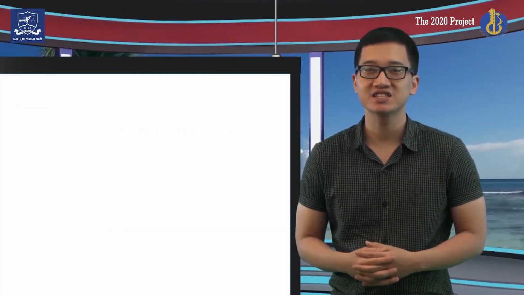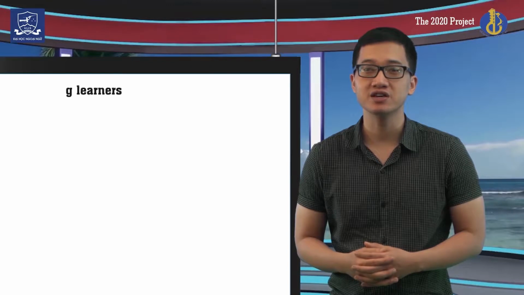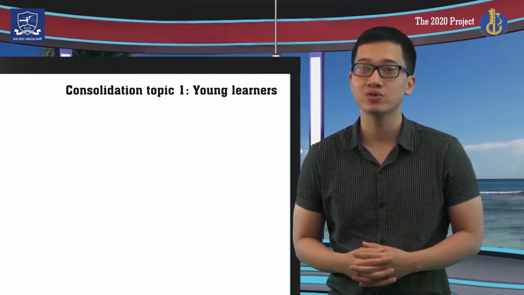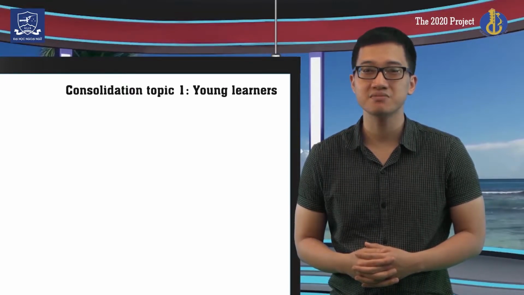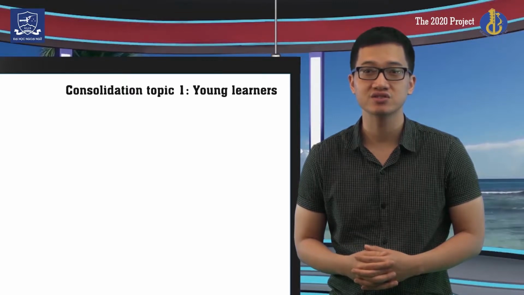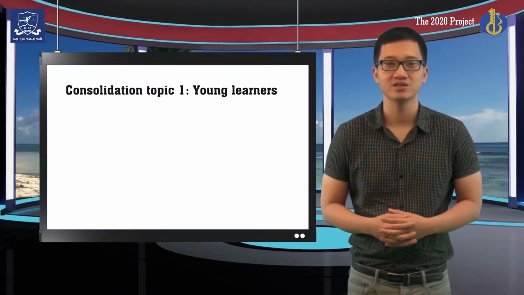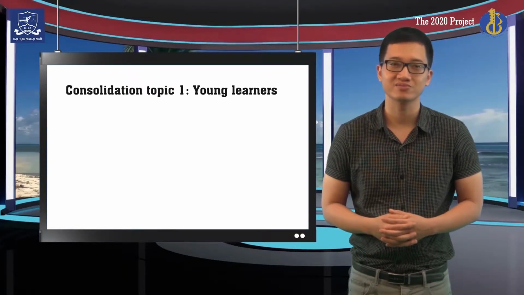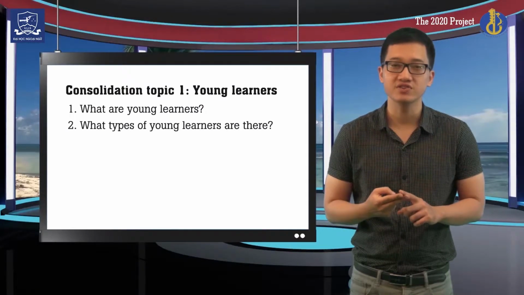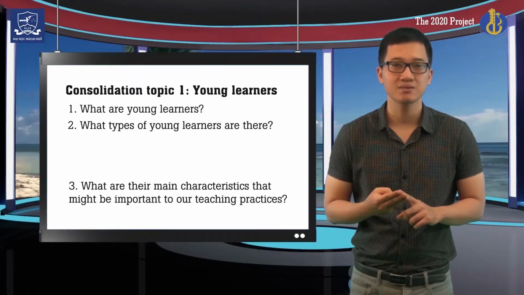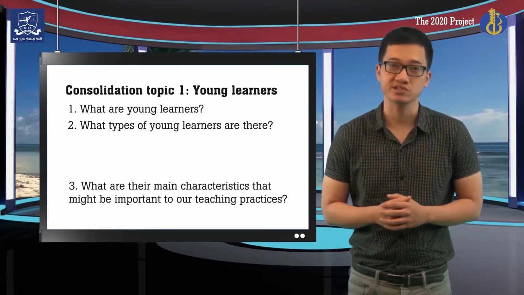The first topic I'd like to add to our training today is on the topic of young learners. This is most relevant and connected with Module 4, where we discussed methods of teaching English to young learners. But I will show you how it could be all interrelated with other modules we've learned as well. But first, in this video, we will discuss the questions of who are young learners? What types of young learners are there? And what are their main characteristics that might be important to our teaching practices?